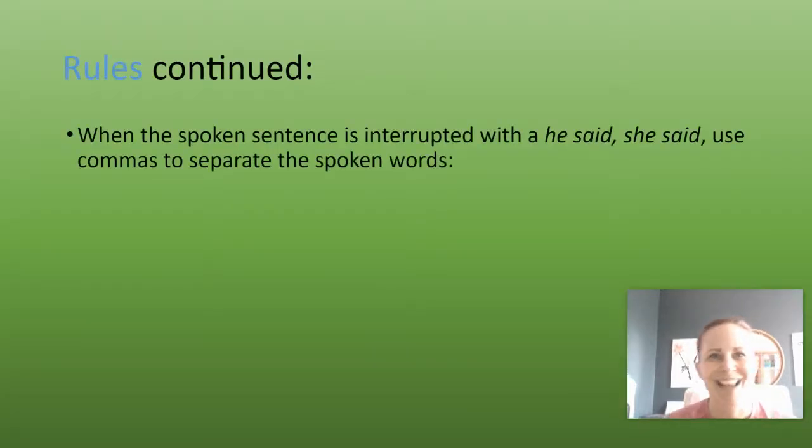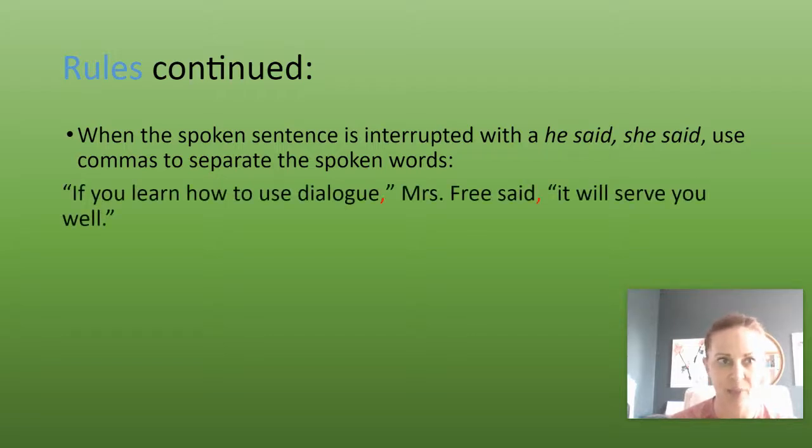We got more rules. When the spoken sentence is interrupted with your attribution, you're going to use commas to separate those spoken words. And this is kind of what I mean. "If you learn how to use dialogue," Mrs. Freeze said, "it will serve you well." The spoken sentence is interrupted by the attribution. So you offset it with commas. Notice that the comma within the dialogue goes inside the quotation marks, and the comma after the attribution is not inside the next set of quotation marks, so pay attention to that.